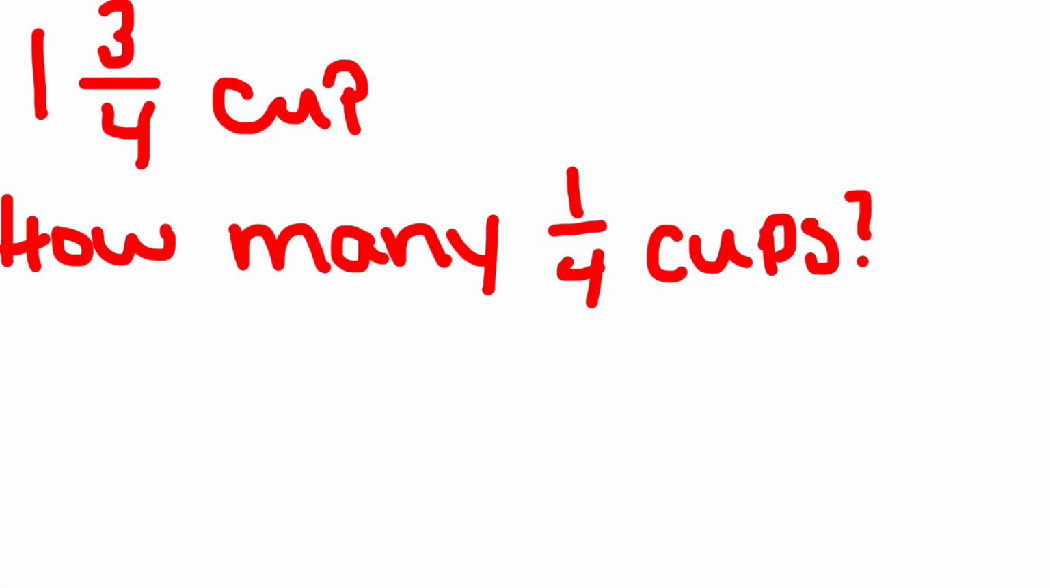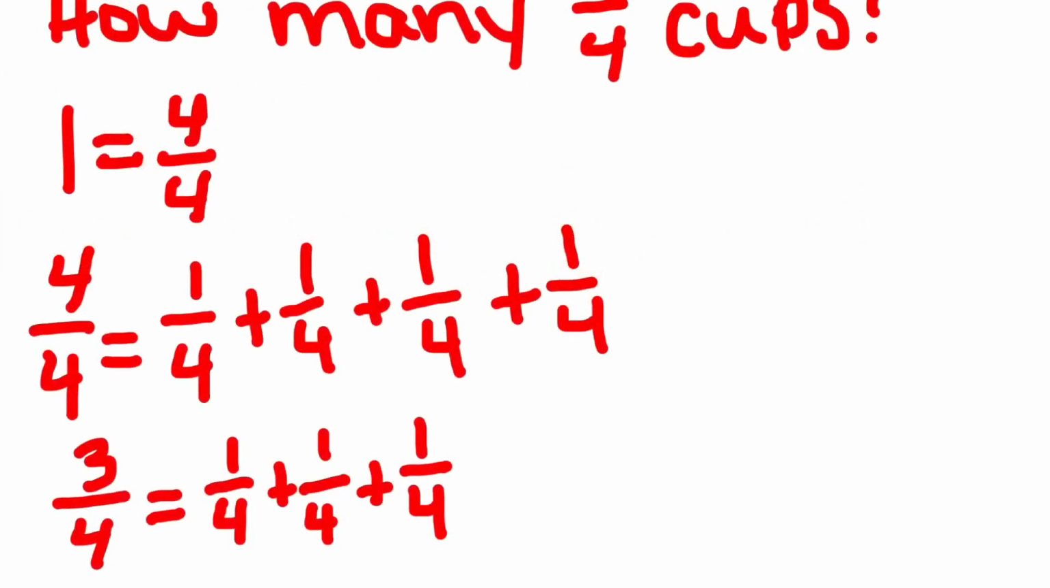Now let's take a look at how we would solve this problem. We know that the recipe calls for 1 3/4 cup of milk. We know that Malia only has a 1/4 measuring cup. So we're going to have to figure out how many times she has to fill that 1/4 cup to get to 1 3/4.